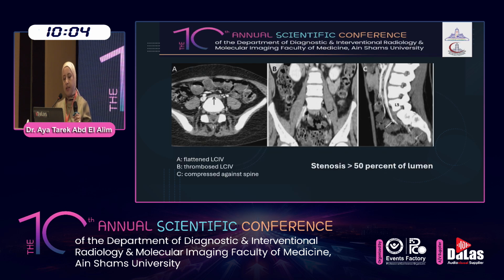In these figures, figure A shows the flattened left common iliac vein, figure B shows thrombosed left common iliac vein, and figure C shows it compressed against the spine, with stenosis of more than 50% of the lumen diagnostic of May-Turner syndrome.